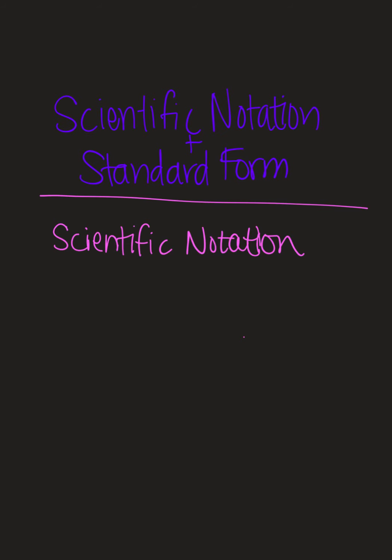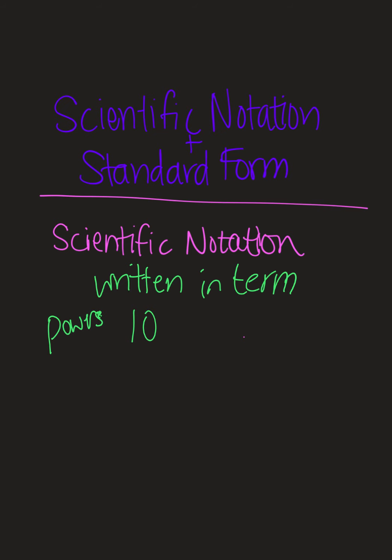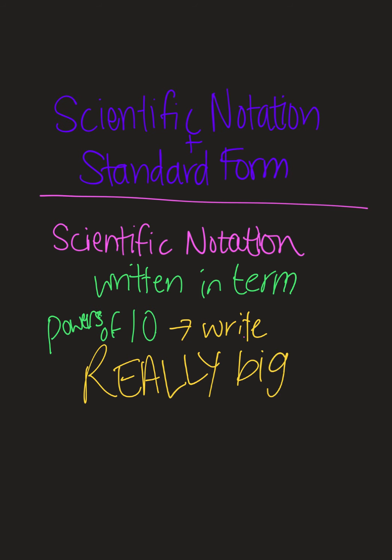In this video, we are talking about scientific notation and standard form. Firstly, let's define scientific notation and when we will use it. So scientific notation is a number written in terms of powers of 10. Okay, I will show you some examples in a few minutes, but we use these to write really big or small numbers.